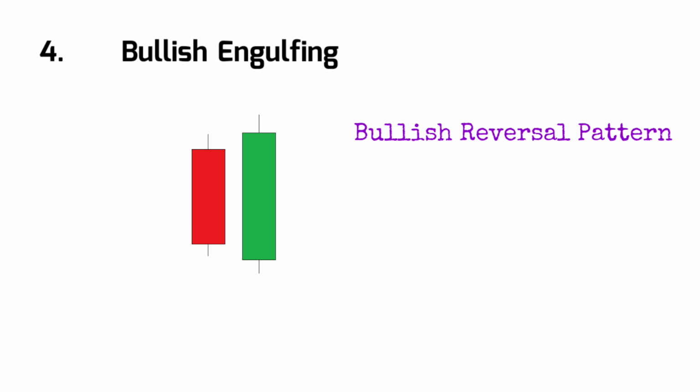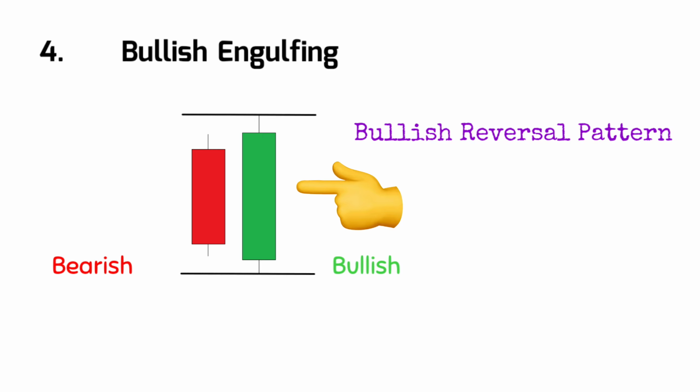This is traders' favorite reversal pattern, and it is formed by combining 2 candles, where the first candle is bearish and the second candle is bullish. And this bullish candle completely covers this bearish candle, which shows that earlier, sellers were controlling the market, but suddenly buyers entered the market so aggressively that they completely absorbed the sellers.